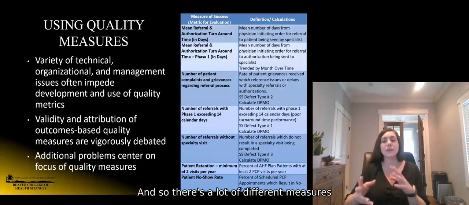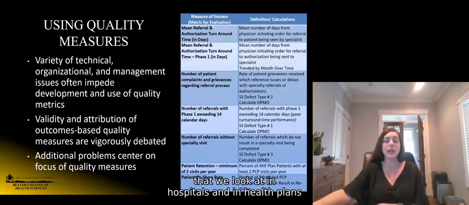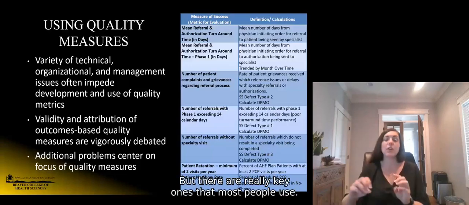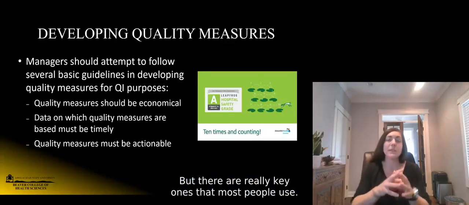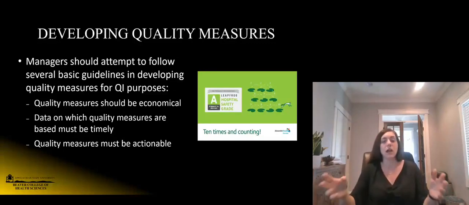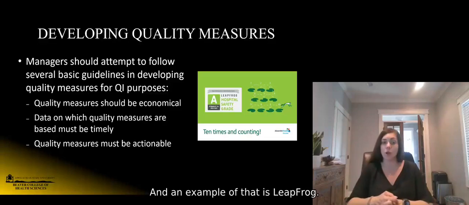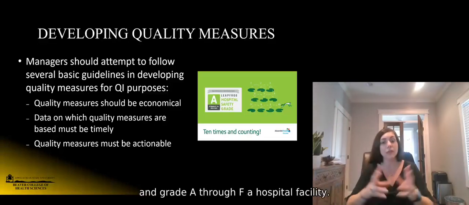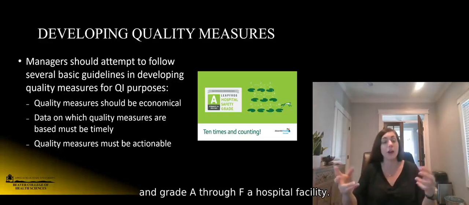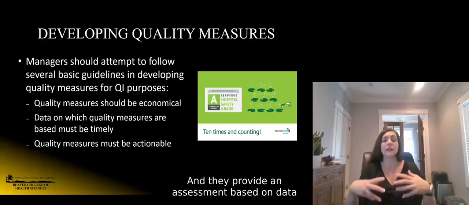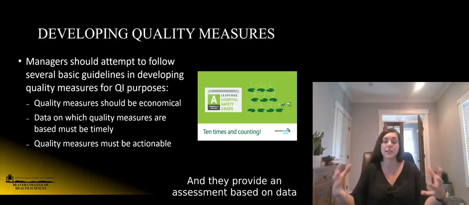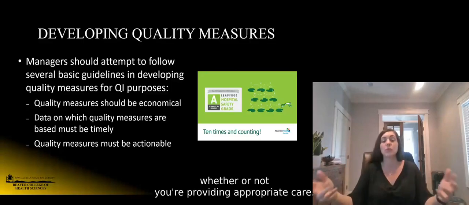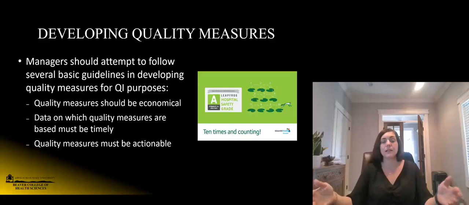And so there's a lot of different measures that we look at in hospitals and in health plans and in outpatient settings, but there are really key ones that most people use. An example of that is Leapfrog. Leapfrog is an external group that will come in and grade a hospital facility A through F. And they provide an assessment based on data that's submitted to them, whether or not you're providing appropriate care.